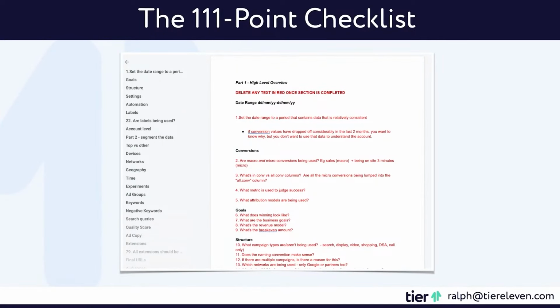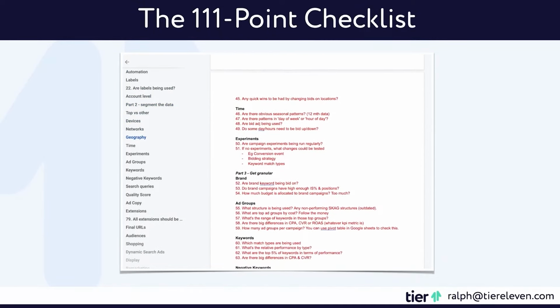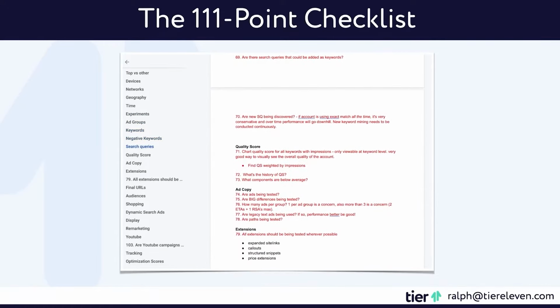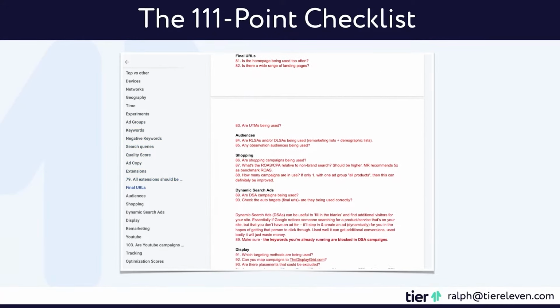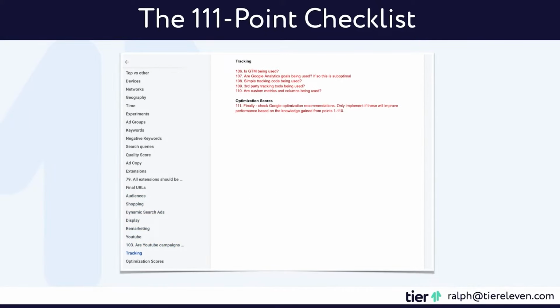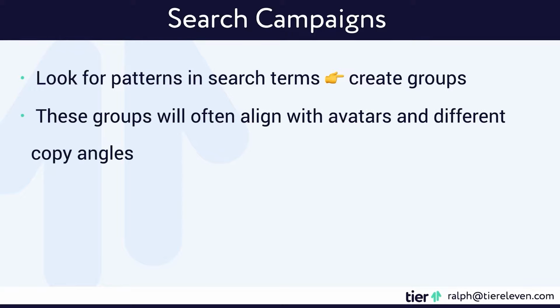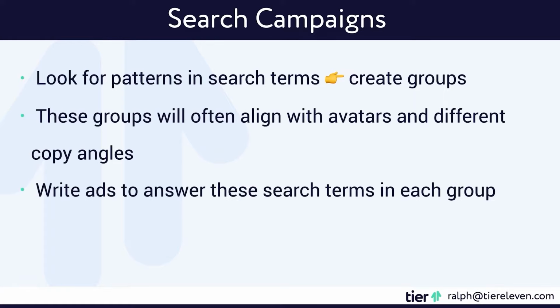So the first thing we did is an 111-point checklist, and you can obviously get these slides, which I'll give you the key to again. We did this 111-point checklist, which went through all the different ways in which people might be searching for this particular company's search terms that they could fulfill with their product. So we looked for these search terms in our search campaigns, and this is how we formulated them. And the groups aligned with the avatars and the different copy angles that we had used with our Facebook ads. And then we wrote ads to answer these search terms in each group.